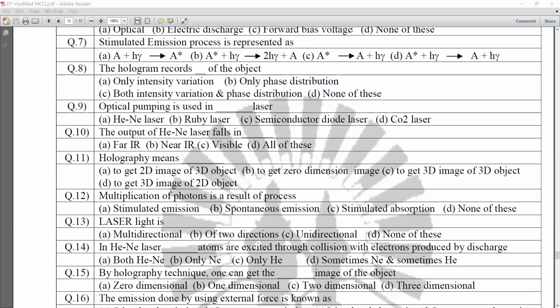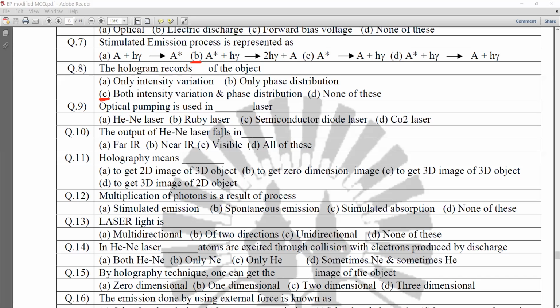Stimulated emission process is Option B. Then the hologram records dash dash of the object: only intensity, only phase, both intensity and phase, none of these. Both intensity variation and phase. Yes, intensity and phase.